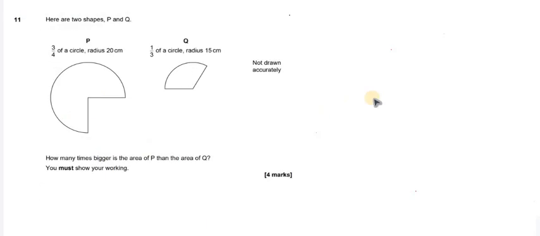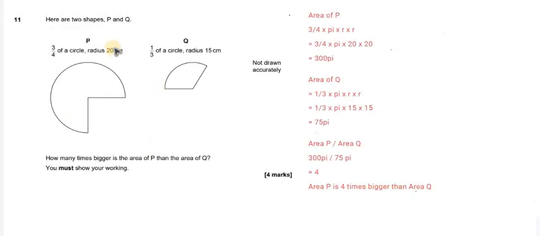Question 11. Okay, here are two shapes P and Q. P, 3/4 of a circle, radius 20 centimeters. Q, 1/3 of a circle, radius 15 centimeters. How many times bigger is the area of P than the area of Q? You must show your working.